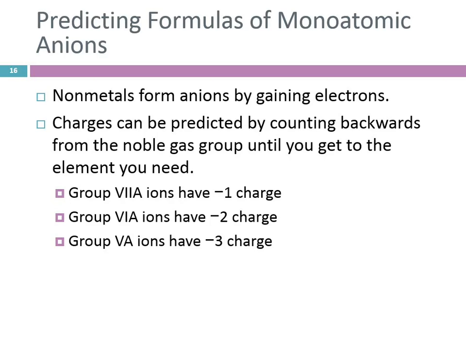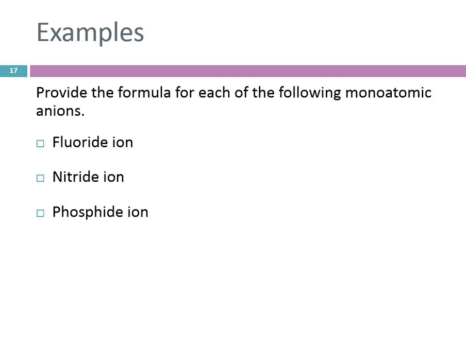Predicting formulas for monatomic ions. Nonmetals form anions by gaining electrons. So we can predict the charges by counting backwards from the noble gas group until you get to the element you need. Group 7 is going to have -1, group 6 -2, group 5 -3.